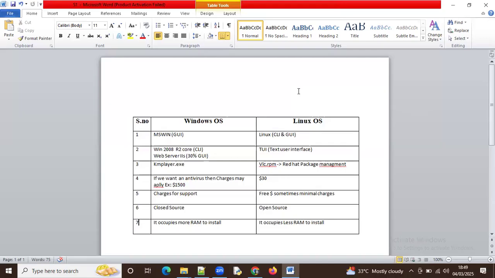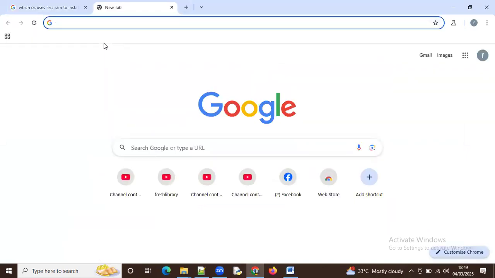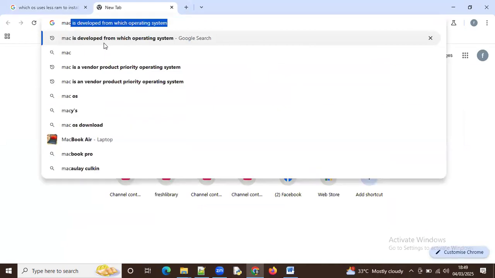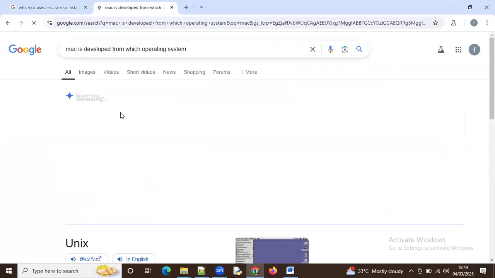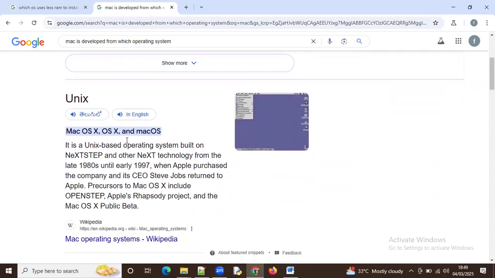Okay. And one more interesting thing is that macOS was also developed using Linux, or rather Unix. So, Mac is developed from which operating system? The Mac operating system, now called macOS, is primarily based on Unix or Linux, like NeXT, the operating system developed by NeXT. So it was developed using the Unix or Linux operating system only.